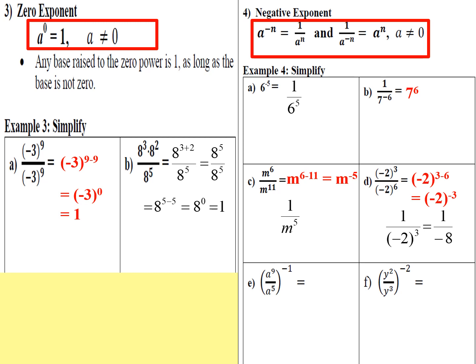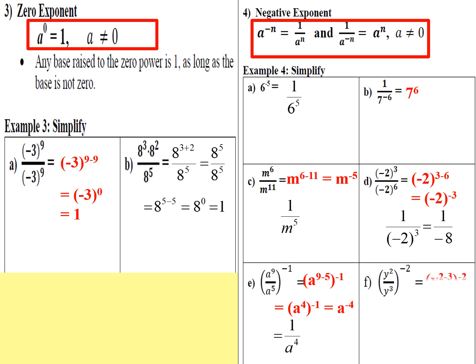Letter E. a to the 9 over a to the 5, raised to negative 1, is a to the 9 minus 5 raised to the negative 1, or this is equal to a to the 4 raised to the negative 1 equals a to the negative 4. And this is also equal to 1 over a to the 4.